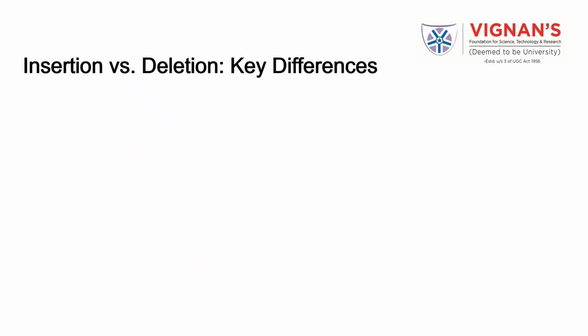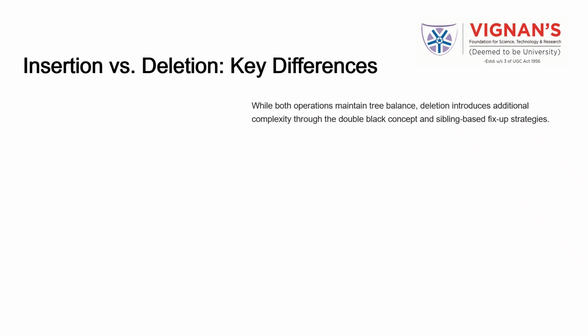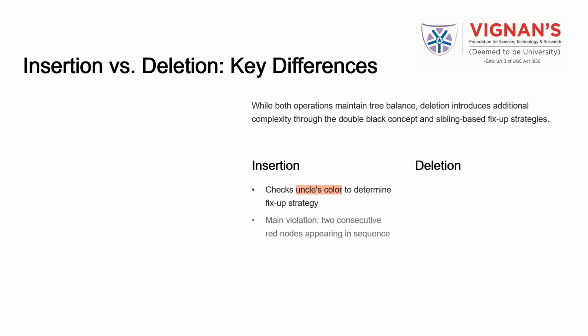Insertion versus deletion, key differences. Insertion and deletion both maintain red-black tree balance, but they differ in complexity. In insertion, the fix-up logic depends mainly on the uncle's color. The primary violation is the occurrence of two consecutive red nodes. This situation is resolved using recoloring and simple rotations. Insertion always happens at the leaf level, which keeps the fix localized.